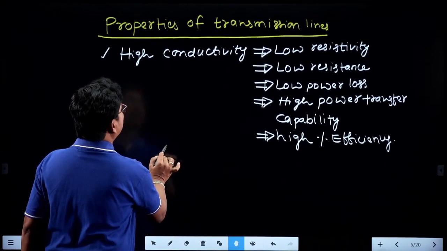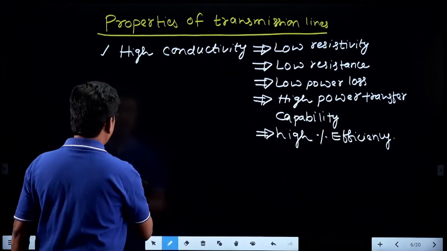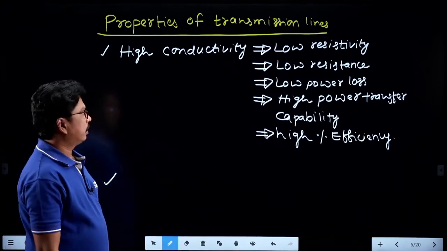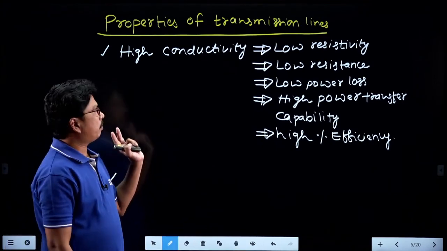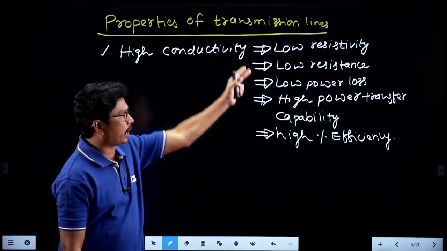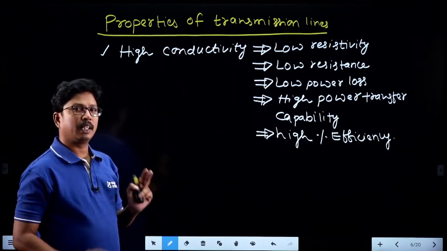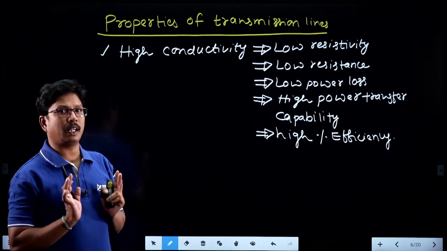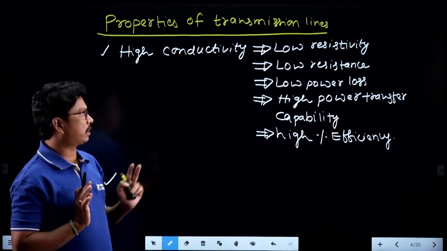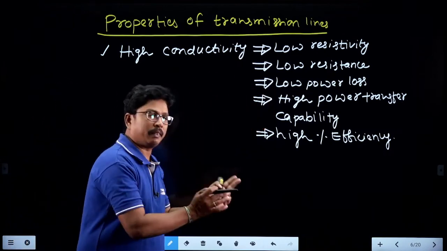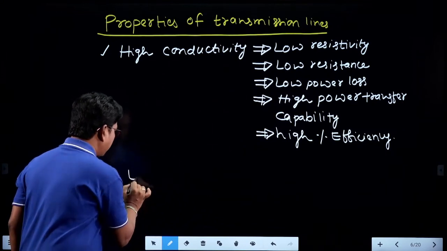Next one. What is the next property we can give? What is the next property we can give? The transmission line, whatever it is, having low resistance, as well as it should have low voltage drop. The transmission line should have low voltage drop. It is having less power loss, and along with that it should have low voltage drop.